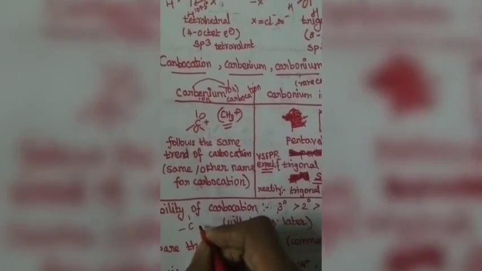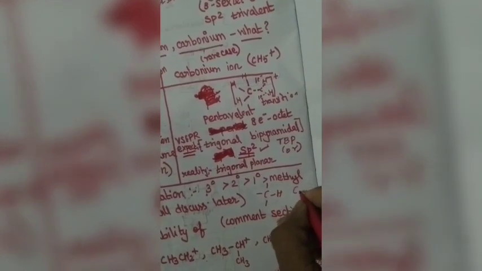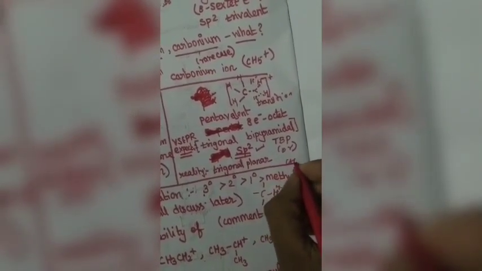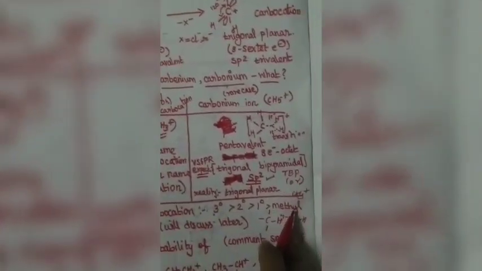Now we are moving on to the stability of carbocation. Tertiary is greater than secondary, which is greater than primary, which is greater than methyl. We know well about tertiary. Tertiary means the carbon will not contain hydrogen; all are attached to other groups. Secondary means one hydrogen, and the other 3 will be other groups. Primary means there will be 2 hydrogens. Methyl, you know well, is CH3 plus, the methyl cation. This is the stability of carbocation.